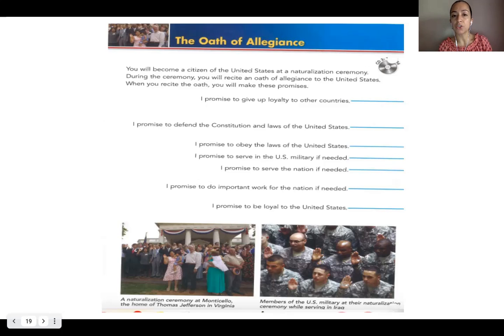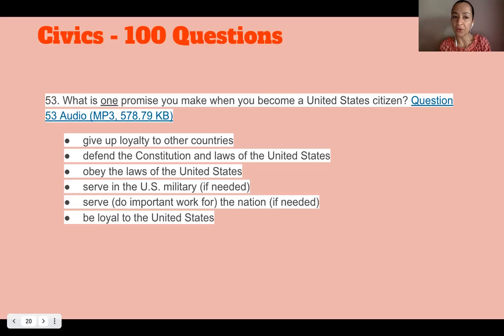The civics question that corresponds to the oath of allegiance is question 53. What is one promise you make when you become a United States citizen? To give up loyalty to other countries, defend the Constitution and laws of the United States, obey the laws of the United States, serve in the US military if needed, serve or do important work for the nation if needed, and be loyal to the United States. Remember, you only need to give one answer.